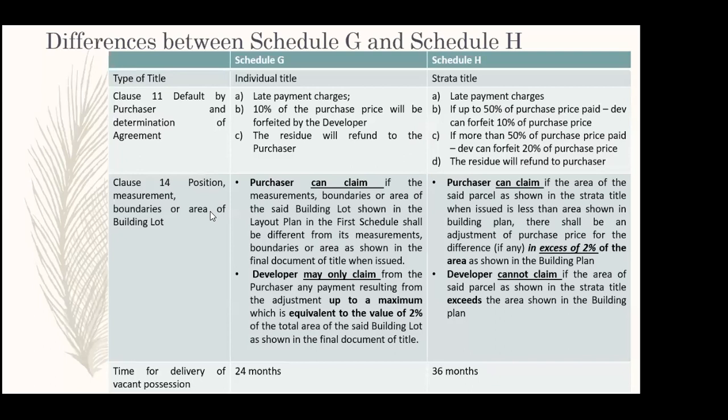So coming to the developer part, under Schedule G, the developer can only claim from the purchaser any payment resulting from the adjustment up to a maximum equivalent to the value of 2% of the total area of the said building lot. But under Schedule H, the developer cannot claim if the area of the said parcel, as shown in the strata title, exceeds the area shown in the building plan. And then the time for delivery of vacant possession for individual title Schedule G is 24 months and for Schedule H is 36 months.